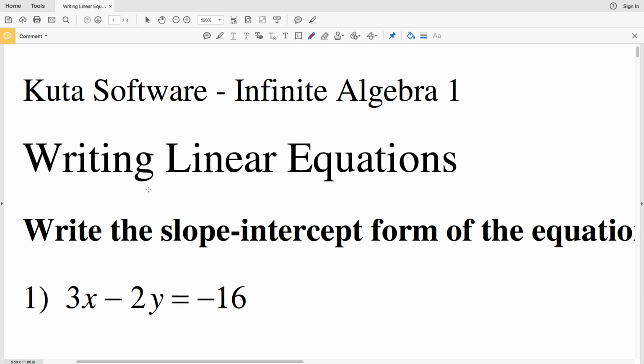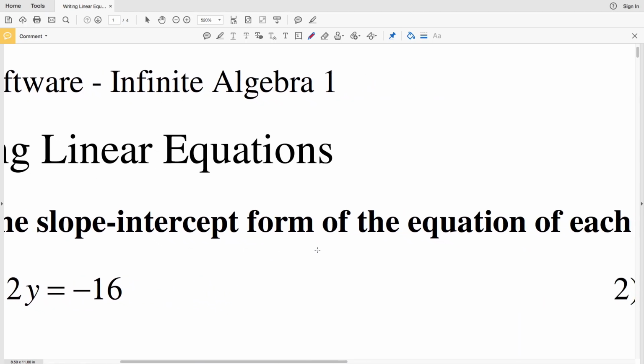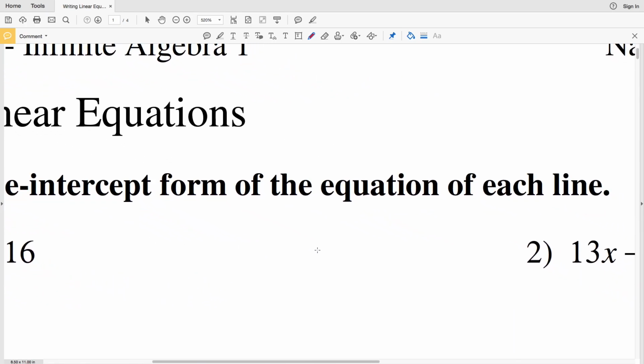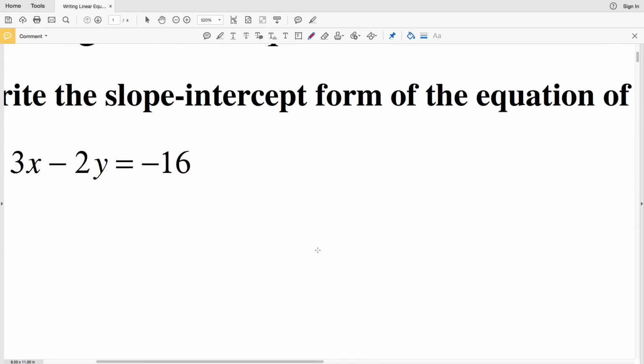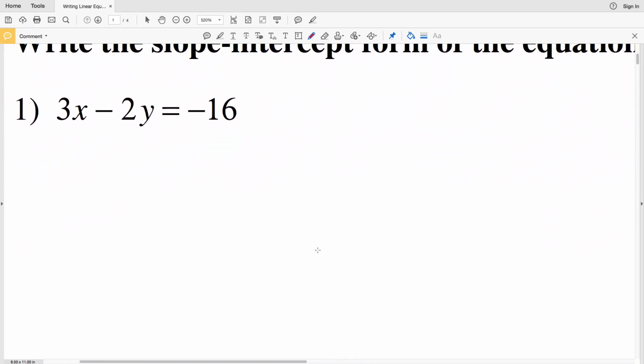We're going to split this worksheet up into 3 videos, and in the first video, we're going to do what the first direction tells us. Write the slope-intercept form of the equation of each line. So this will be numbers 1 through 8.